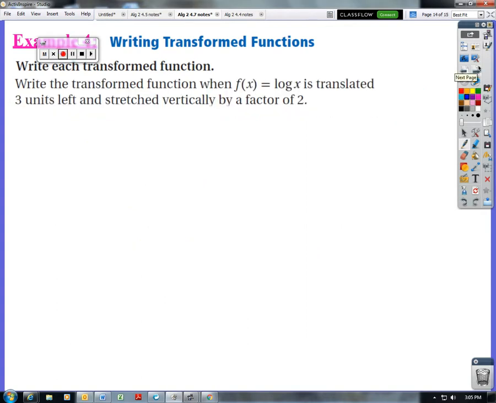I just want to think about it carefully and make sure it makes sense. Okay, here's one you could try on your own. F of x is log of x, that's base 10. So g of x, this one's nice.